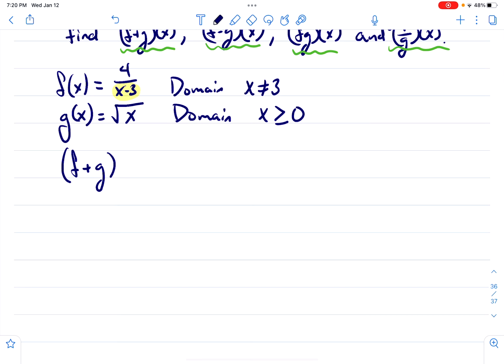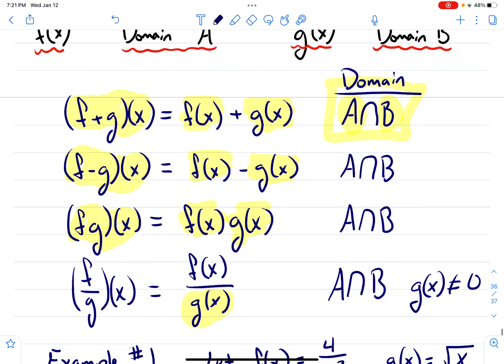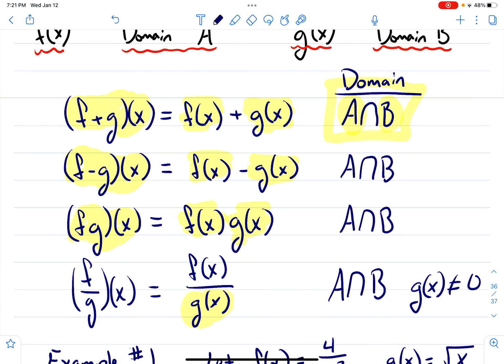Okay? So f plus g of x is literally f, 4 over x minus 3, plus g, square root of x. And that's it. Now, we should also find their domains, and I didn't put that in the problem, but it will be in all of yours. And so we go, well, what's the domain? Well, we already know what the domain is. Back from when we talked about it up here, the domain is going to be the intersection of the two domains that we already have.